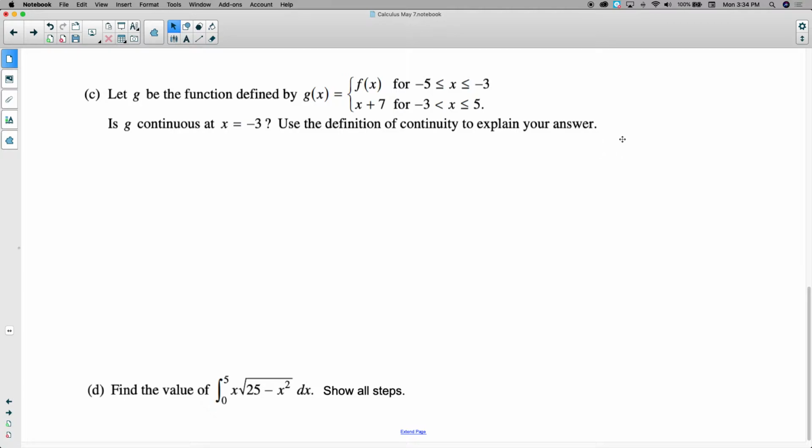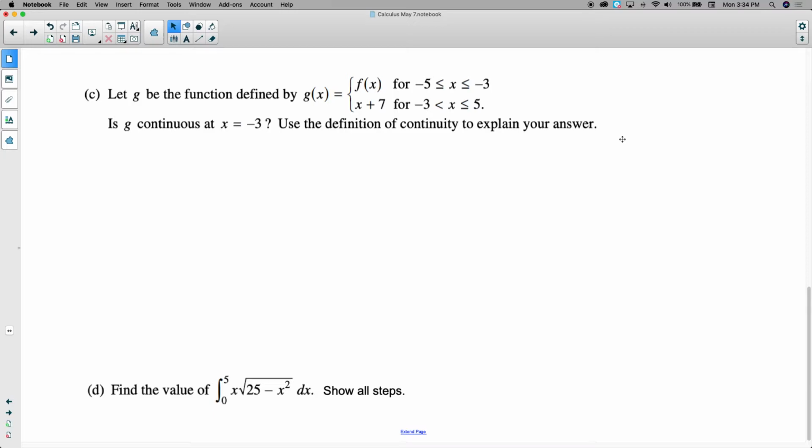The concept of continuity is that the function is unbroken, that you can draw the function without lifting up your pencil. It doesn't necessarily have to be smooth. It can be jagged. So don't confuse this with differentiability, where it has to be smooth and continuous. But for continuity, it just needs to be unbroken.